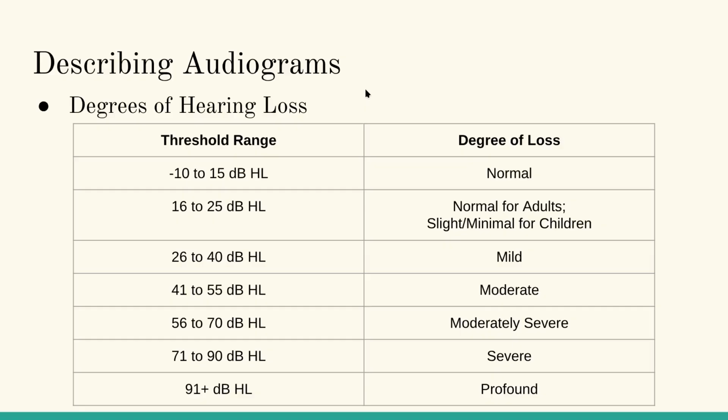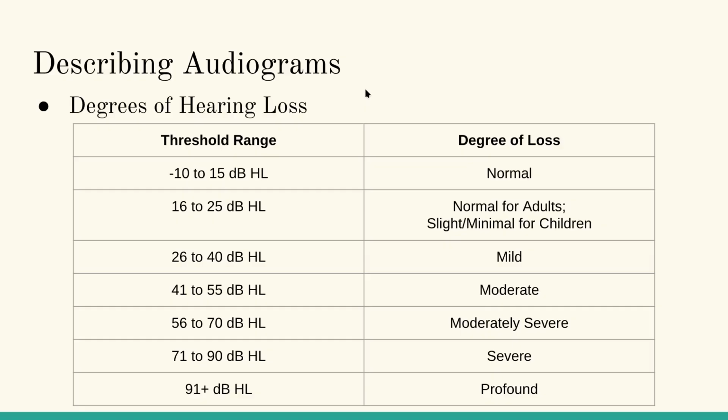It's common to describe an audiogram's degree of loss over a certain frequency range. For example, mild sloping to moderate sensorineural hearing loss. I'm not a huge fan of using descriptors that span more than two ranges.